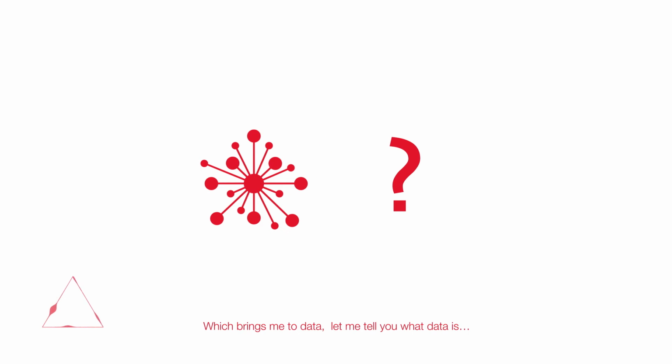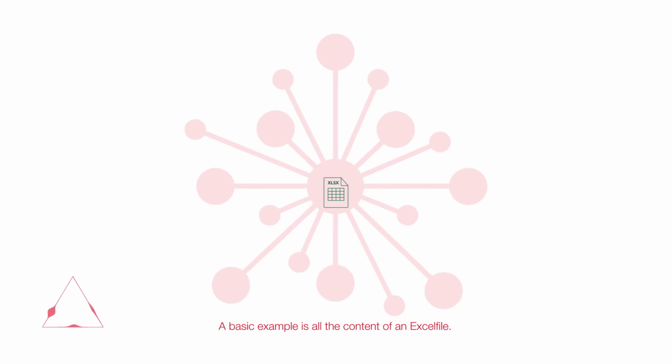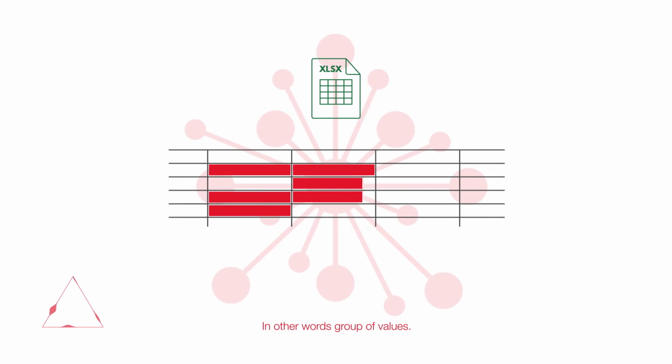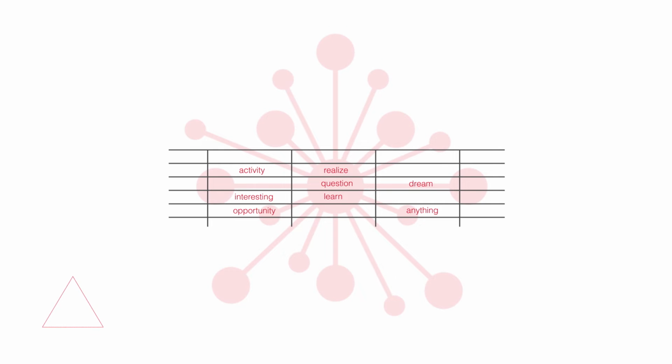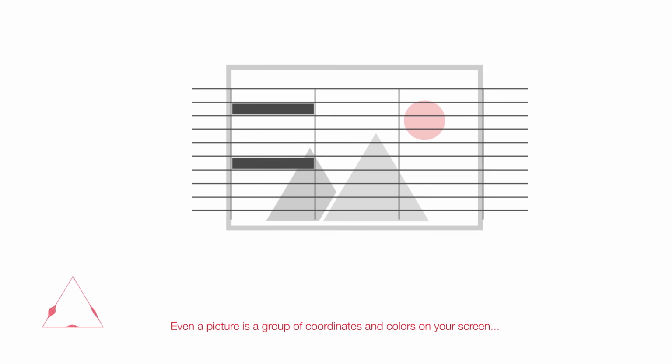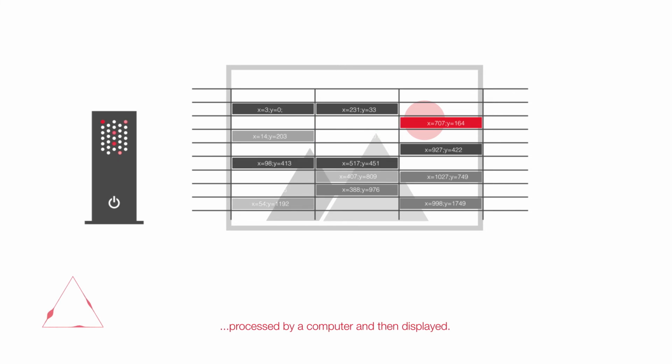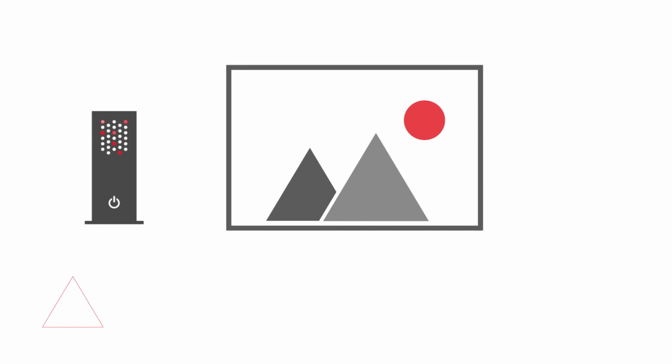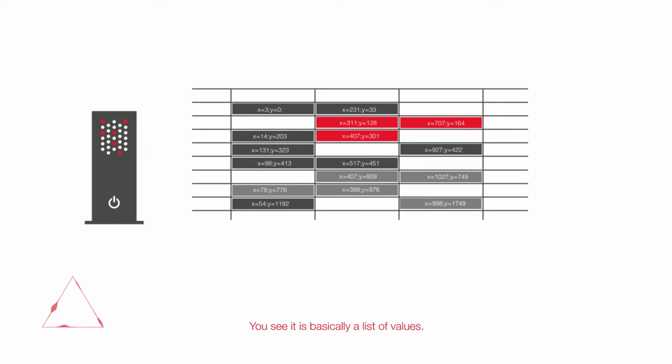Let me tell you what data is. A basic example is all the content of an Excel file. In other words, a group of values. Data can be a word, a phone number, a list of codes, you name it. Let me visualize this for you. Even a picture is a group of coordinates and colors on your screen processed by a computer and then displayed. You see, it is basically a list of values.